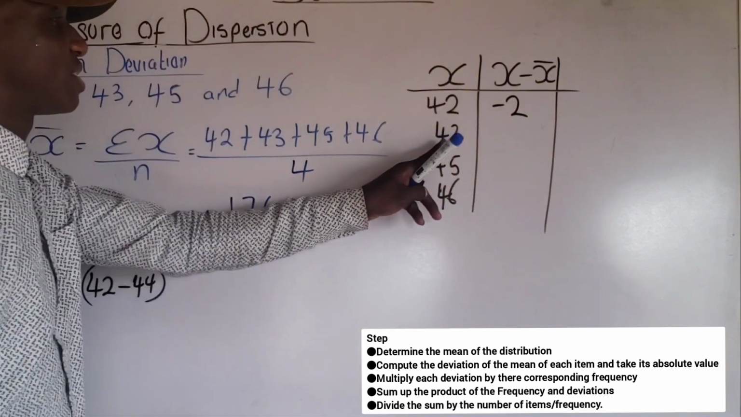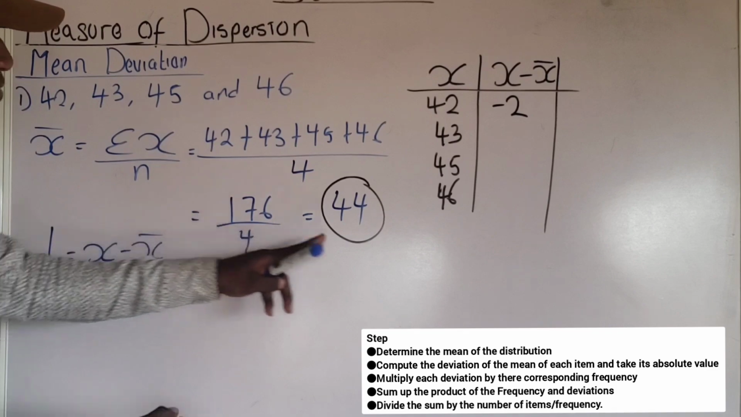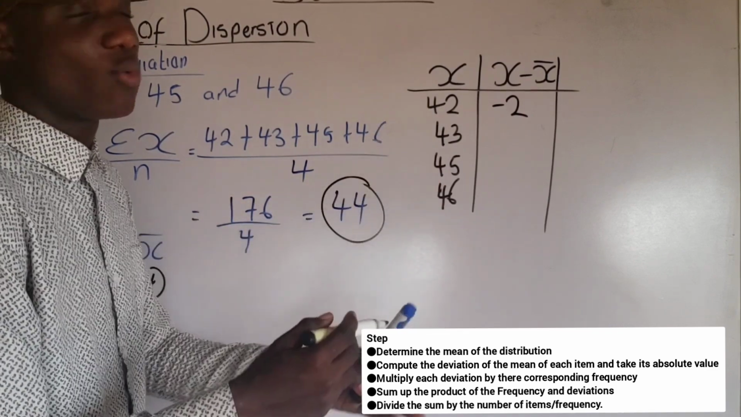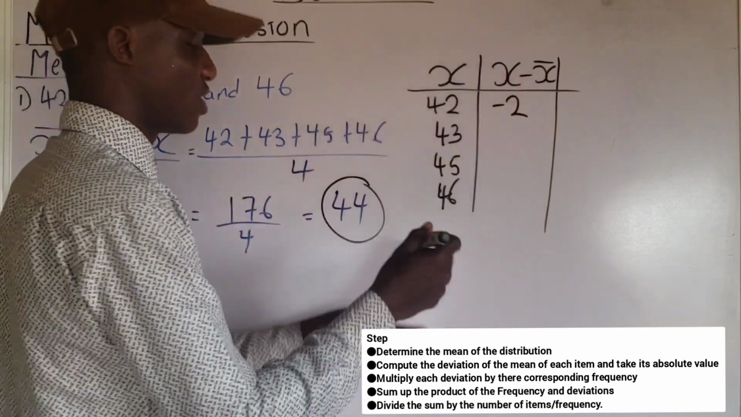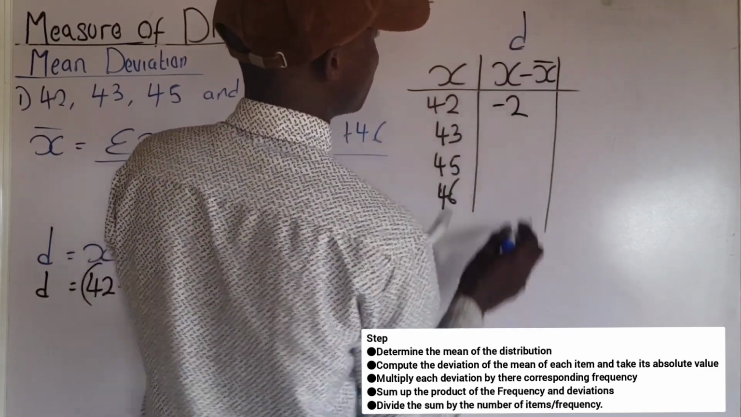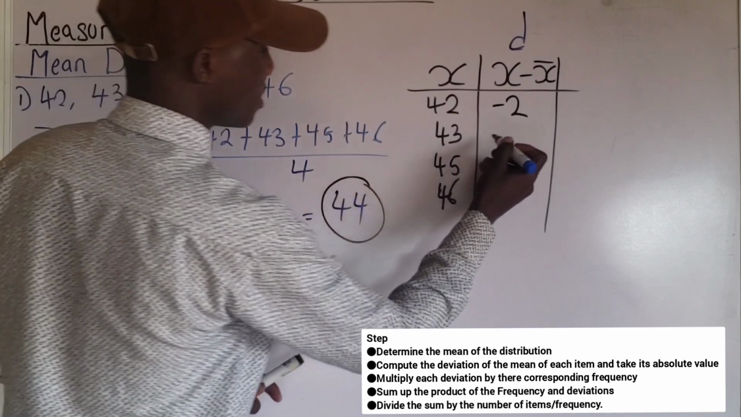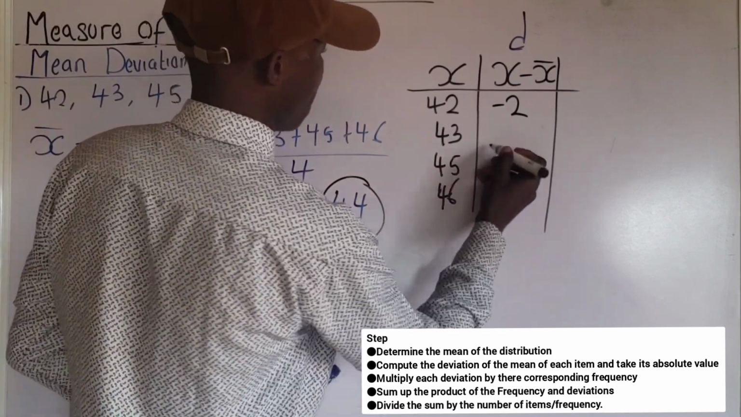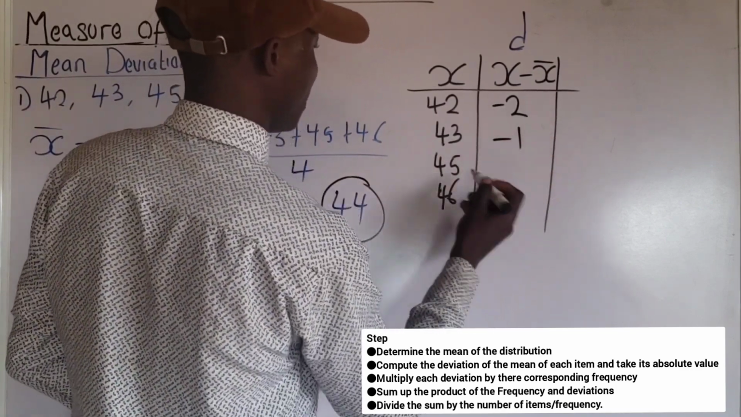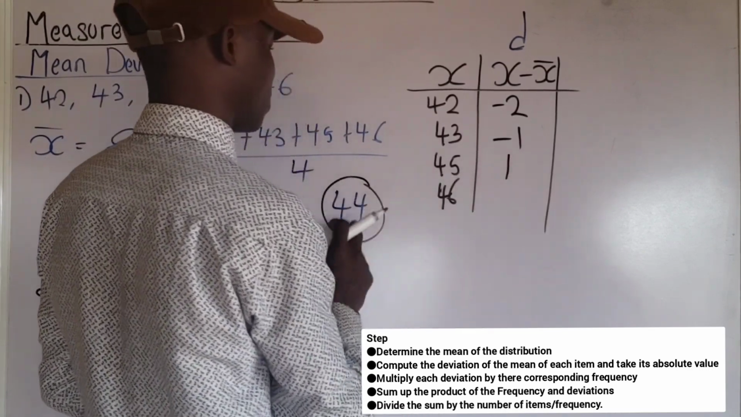For this, I'm going to have 43 minus 44, because the mean, x bar, is 44. You understand? And the deviation. Okay, let me put it on the top. This is the deviation. x minus x bar is the deviation. So 43 minus 44 is negative 1. Okay, so 45 minus 44 is 1. 46 minus 44 is 2.